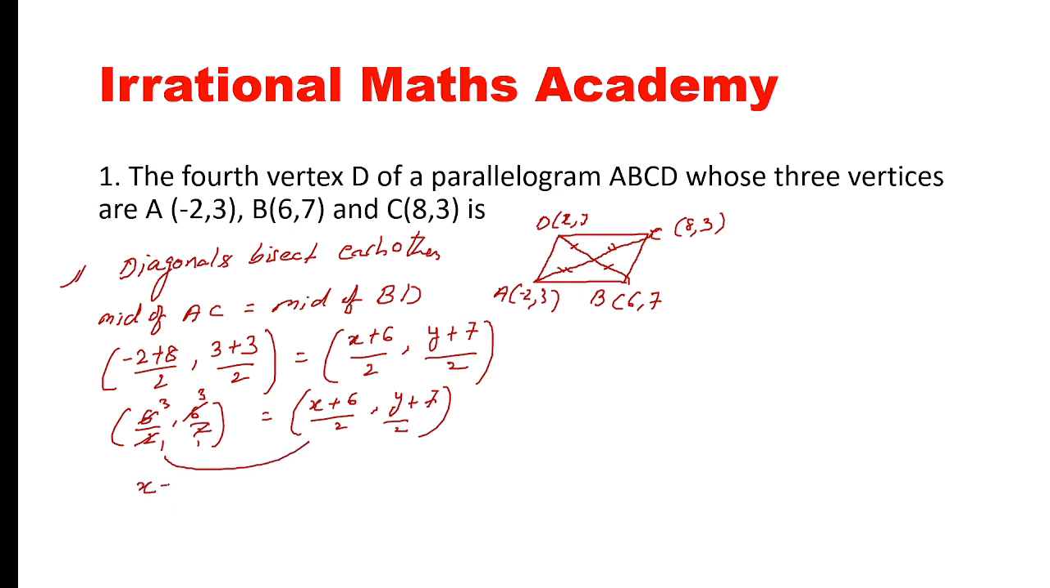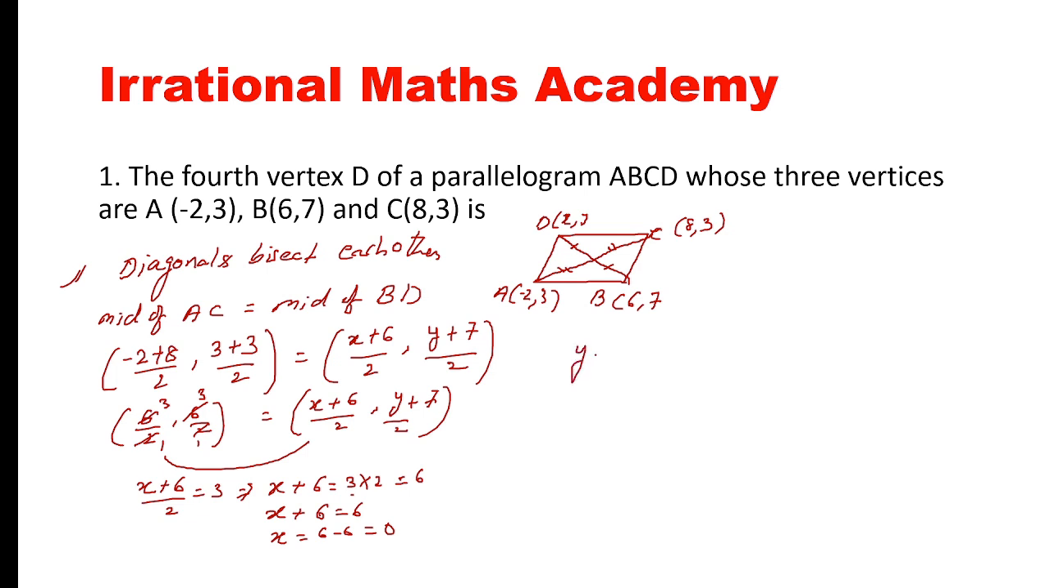First let me equate the x coordinate. (x + 6)/2 equal to 3, which implies x + 6 equal to 3 into 2. This value is nothing but 6. So what will you get here? x + 6 equal to 6. X value equal to what? 6 minus 6, that is 0. X coordinate is 0.